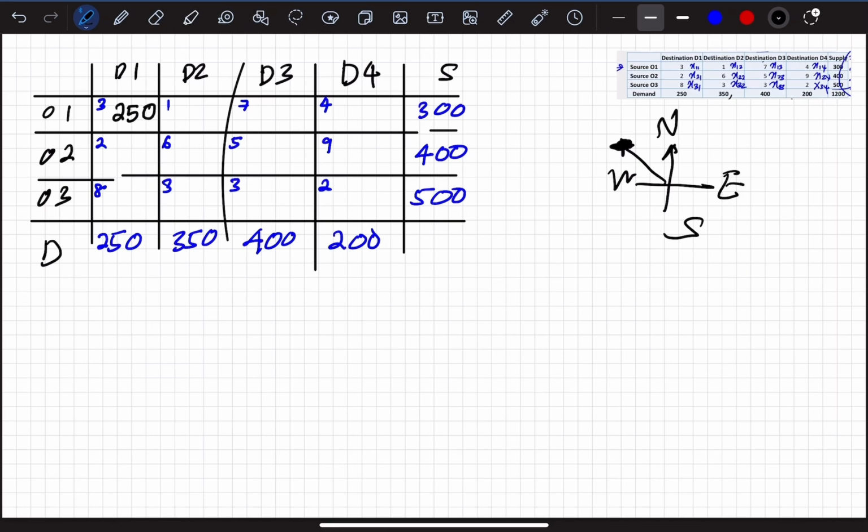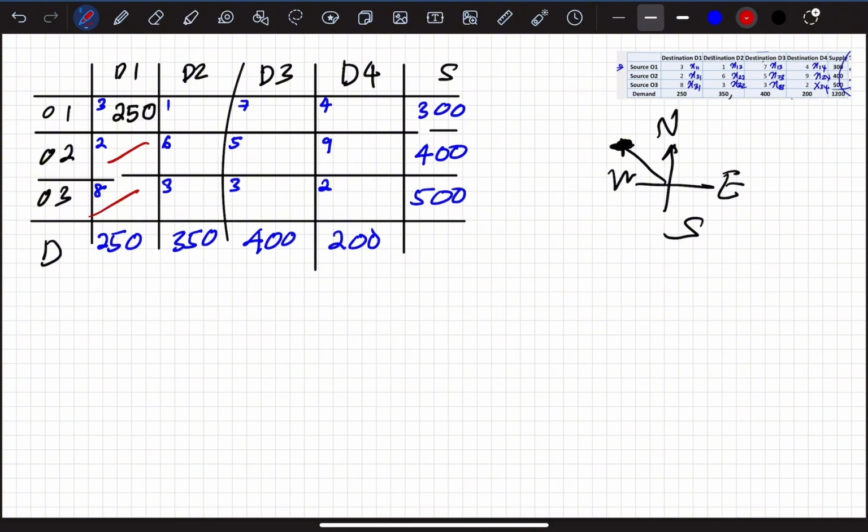Means that the demand at D1 is already satisfied. We already sent all of the demand to D1 from O1 here. So O2 no need to send it anymore to D1, and O3 also no need to send it anymore to D1. So the demand at D1 is already satisfied.